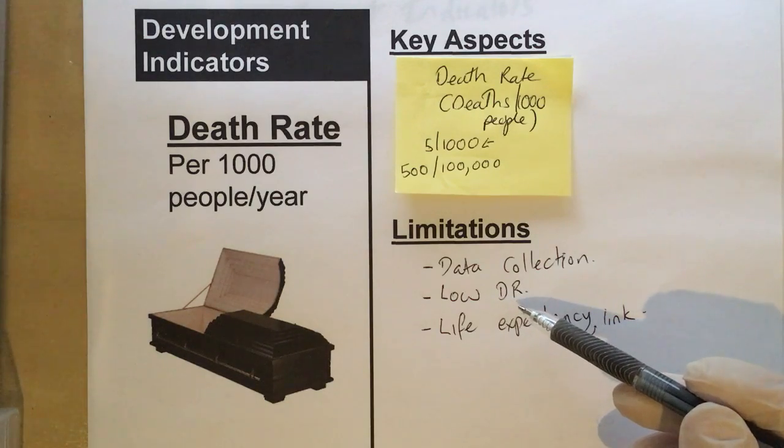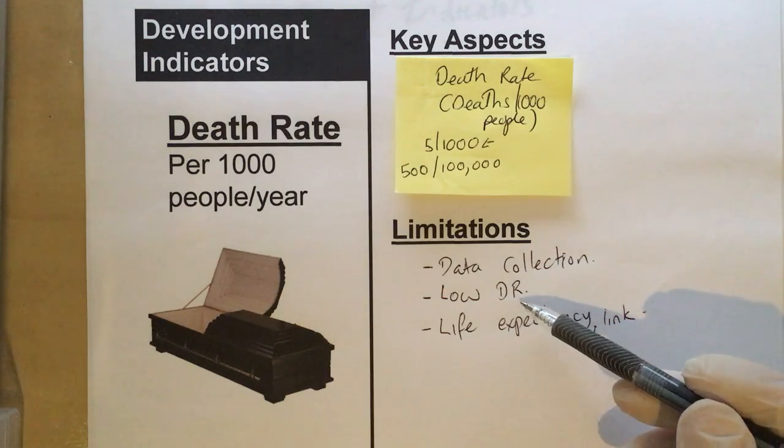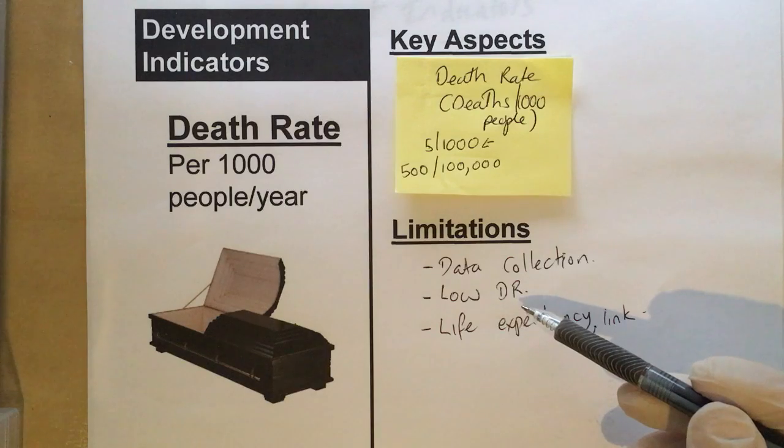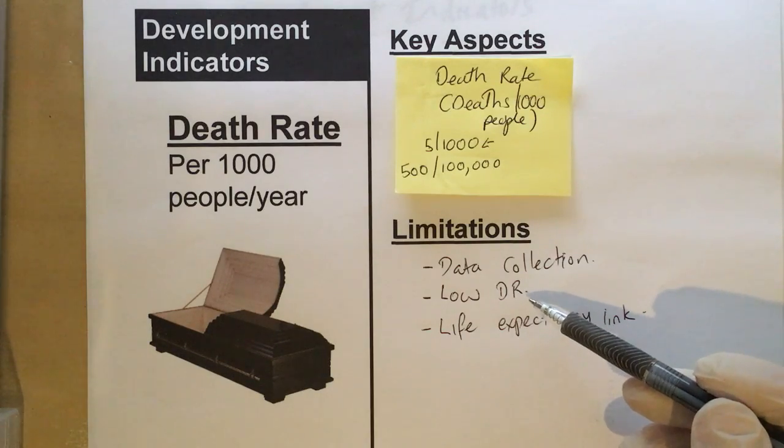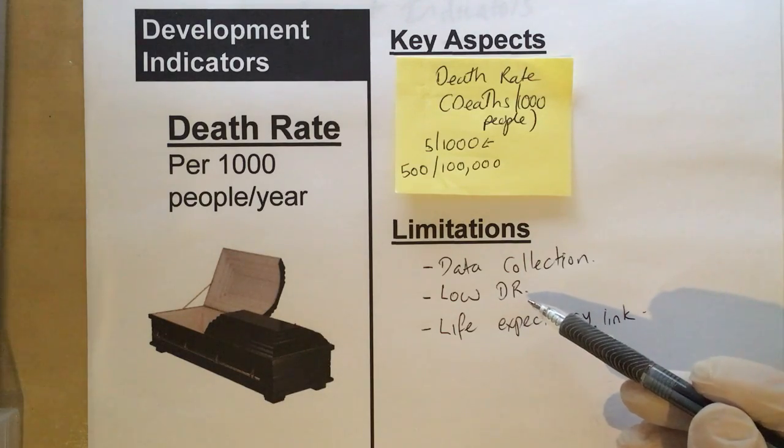Also, death rate is quite difficult to measure in terms of its usefulness because of the low death rate in many countries. Once a country has reached the end of stage 2 or stage 3 in the demographic transition model, which is covered in a different video, many death rates in the countries will be quite low. That's because many of the easily curable diseases in a country will have been cured, and people then have a good death rate.